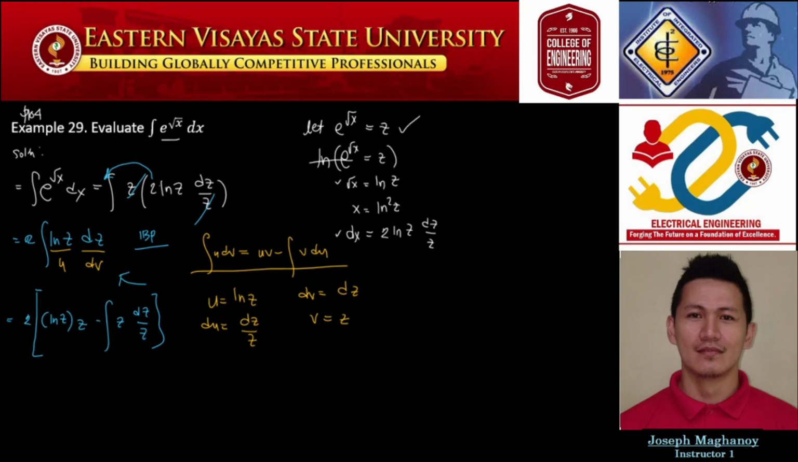So we cancel out some common term. So z, the remaining is integral of dz. So we distribute 2 inside the bracket. So that is 2 z ln z minus the integral of dz, that is z. So we carry out 2, we distribute, that is 2z. The remaining is z, and plus c.